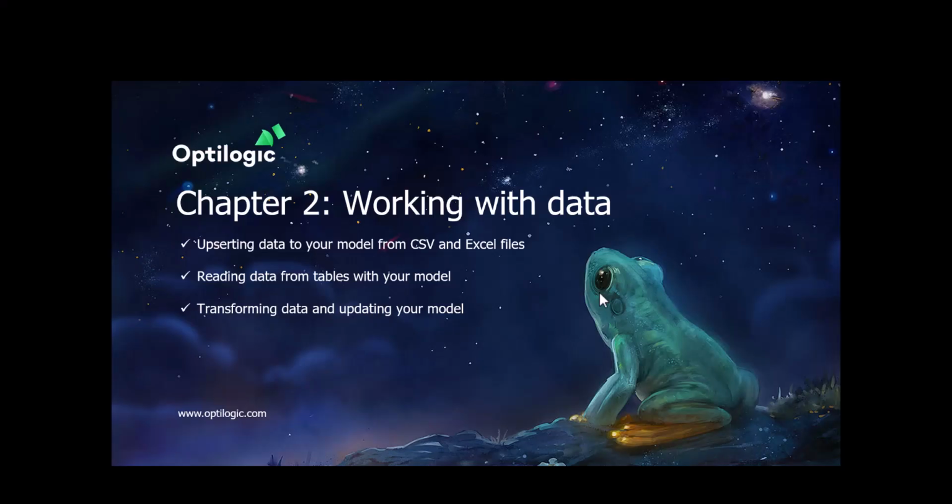In Chapter 2, we're going to look at working with data. We're going to look at upserting data from external files into the model. We're going to cover CSV and also Excel files. We're going to look at reading data out of the model tables and then being able to use Python to transform it to make changes to that data, and then writing it back into the model to update those tables.